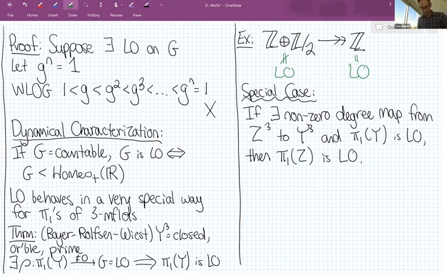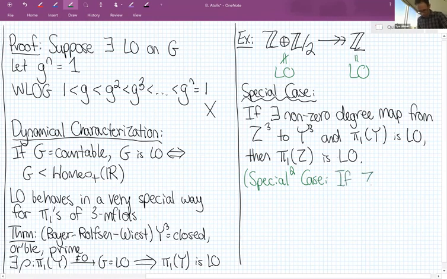And if you want a very special case, it is that if Z covers Y, then pi1 of Z is a subgroup of pi1 of Y. And so we could then just take our order on pi1 of Y and restrict it to get an order on pi1 of Z.